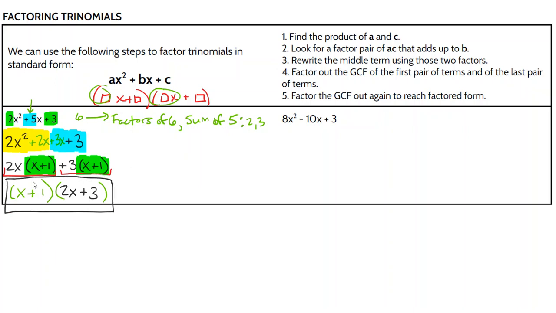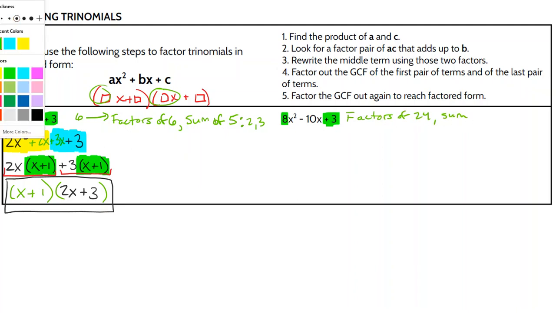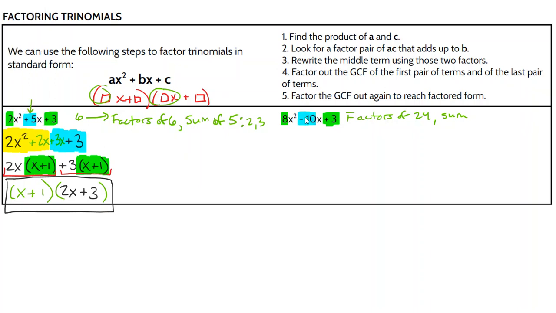We're going to go through those same steps each time. We split the middle term up. We take the GCF of two pairs, and then we essentially take the GCF again. So let's look at another example. I've got 8 out in front and 3. So 8 times 3 is 24, so I need factors of 24 with a sum of that middle term, negative 10.